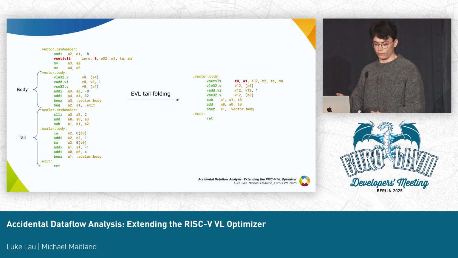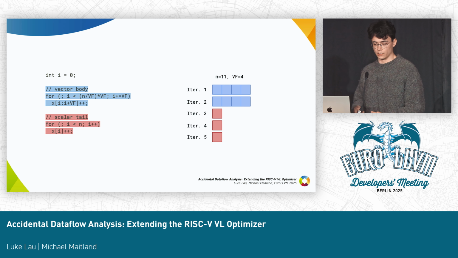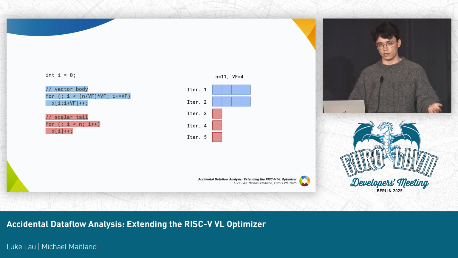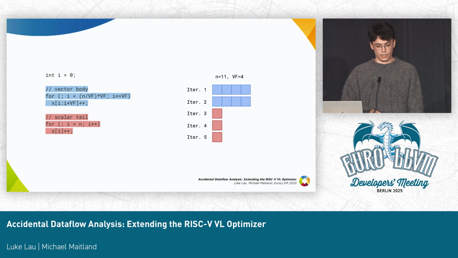The reason why the loop vectorizer emits two loops in the first place is because vector ISAs will have vector instructions, right? And they'll process a fixed number of elements each time, like say 4 elements. We call that the vectorization factor. And if your trip count is an awkward number that's not exactly divisible by the vectorization factor, you need this scalar loop at the end to mop up those leftover elements.